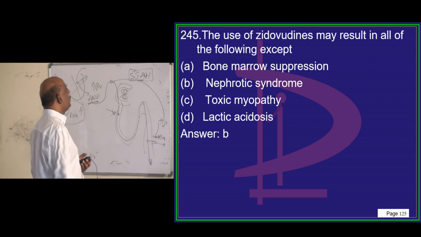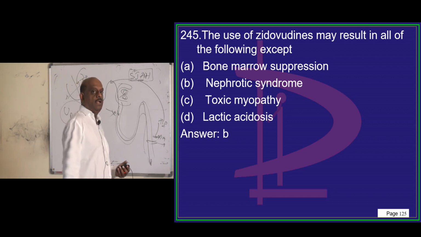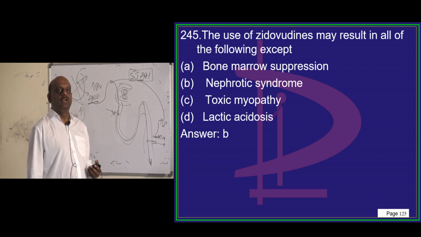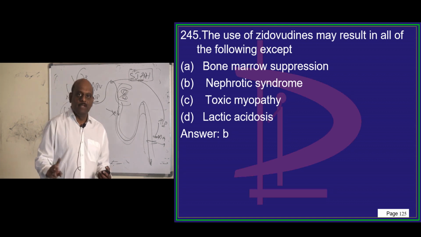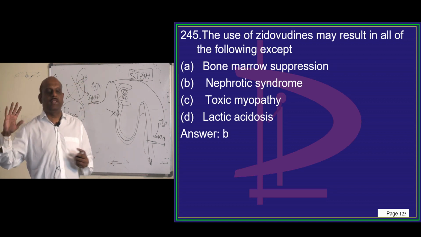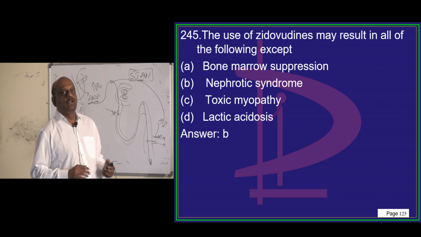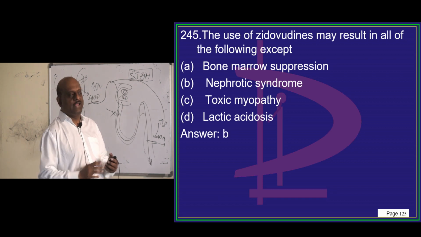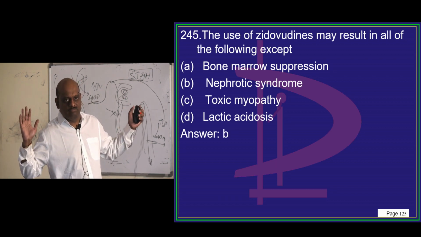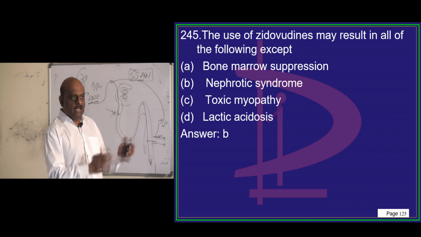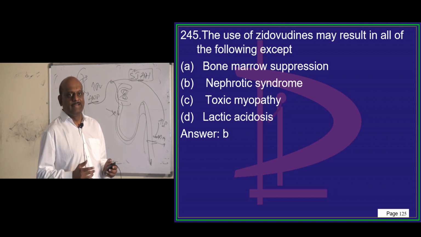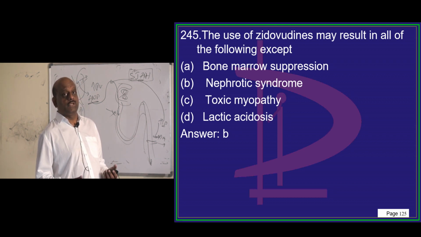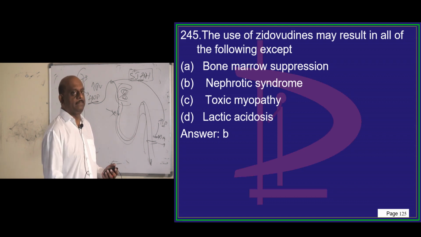Zidovudine, if you happen to use, what are the complications? Bone marrow suppression, toxic myopathy, lactic acidosis, they are all. Once more I am telling you, doctor, after this test, go back and do a hot revision of HIV drugs in pharmacology. What are the individual drugs, the mechanism of action, the adverse effects, which combinations are preferable, and which combinations you cannot use. All these funda you have to be sure, right?